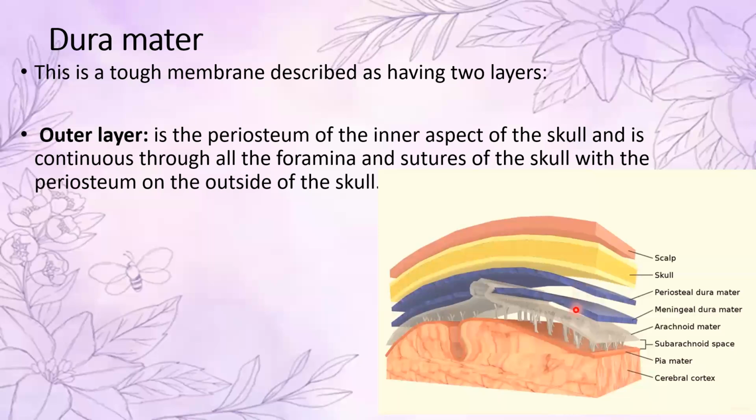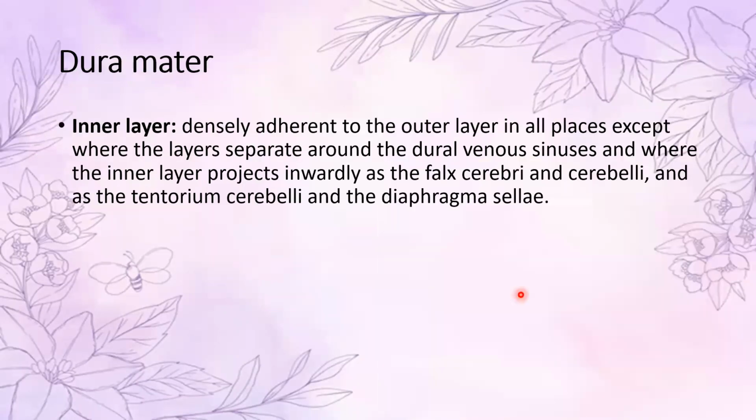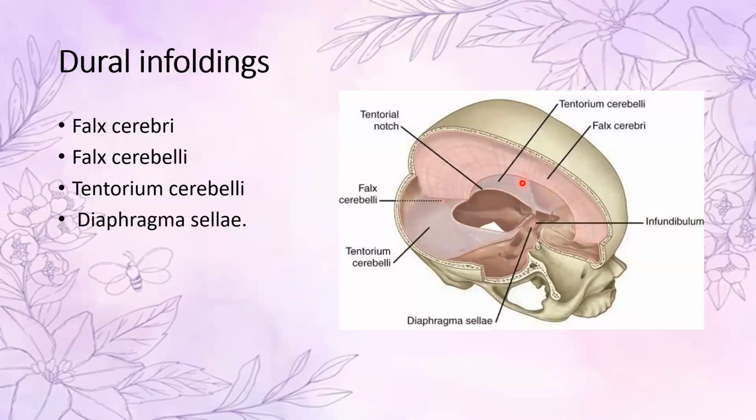The inner layer enfolds and forms the dural enfolding. These two layers are usually in close contact with each other. However, they will separate in those areas where there are venous sinuses and where the inner layer of the dura enfolds to form the dural enfoldings. The dural enfoldings, as I have mentioned, are formed when the inner layer of the dura falls inward. These are 4 in number.